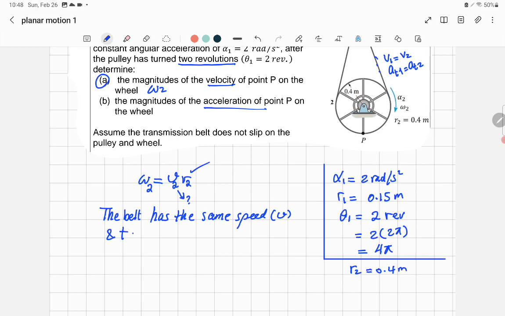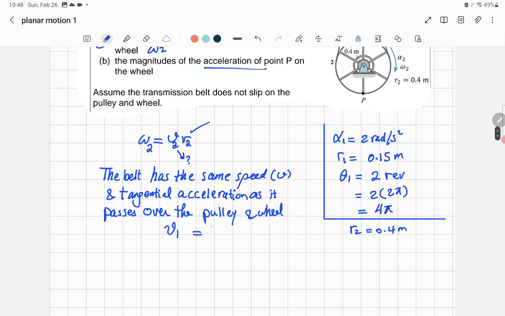And tangential acceleration as it passes over the pulley and wheel. What does it mean? It means that V1 is equal to V2, and the tangential component in both parts is equal. That's what I understand. All right.